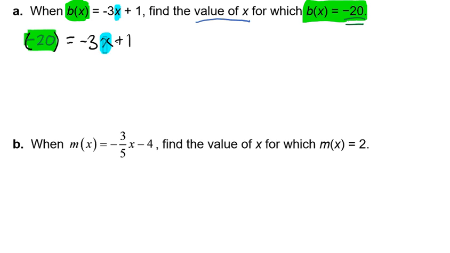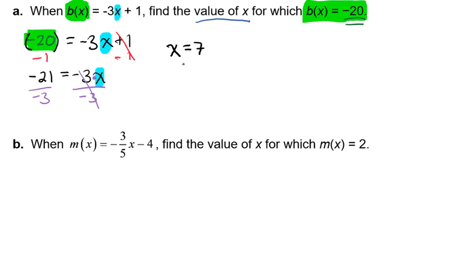And again, we're trying to get our x by itself. So to do this, we're going to subtract 1 from each side because subtraction is the inverse operation of addition. That's going to give us negative 21 equals negative 3x. I'm trying to get the x by itself. Right now, we can see that our negative 3 is multiplying with our x. So the inverse operation of multiplying is dividing. So we're going to divide both sides by negative 3. And now we're going to take negative 21 divided by negative 3 and get that x equals a positive 7.